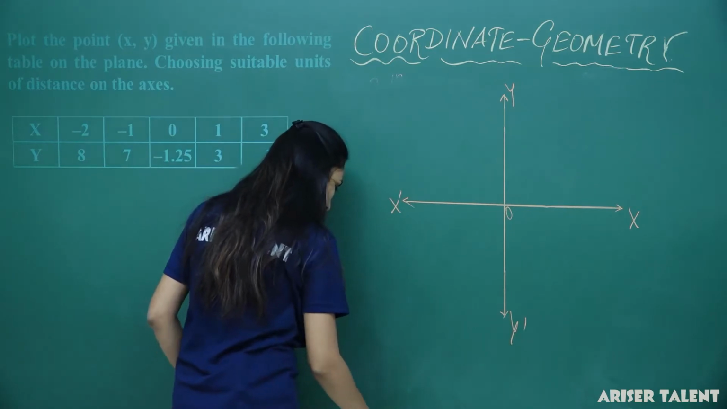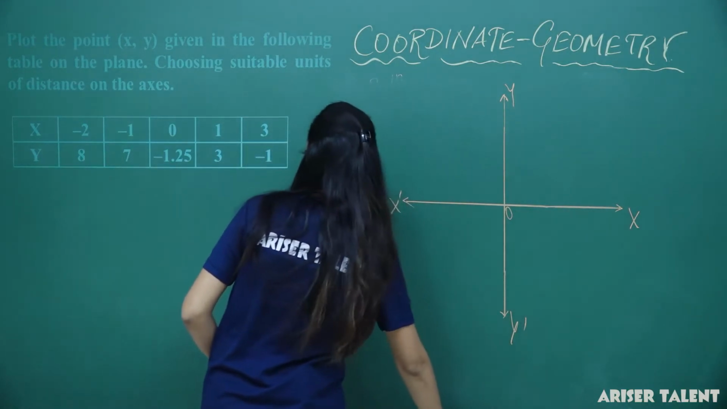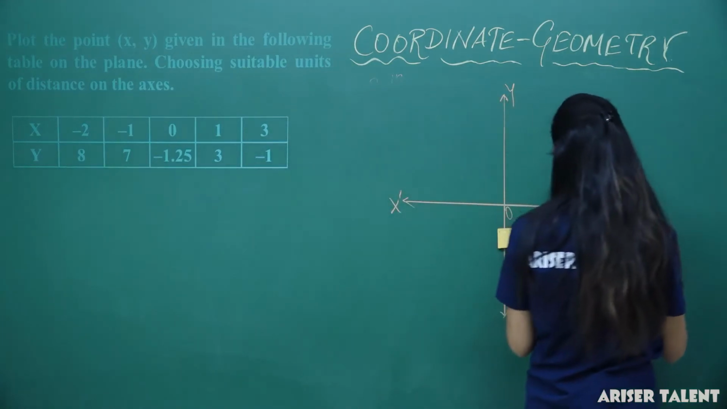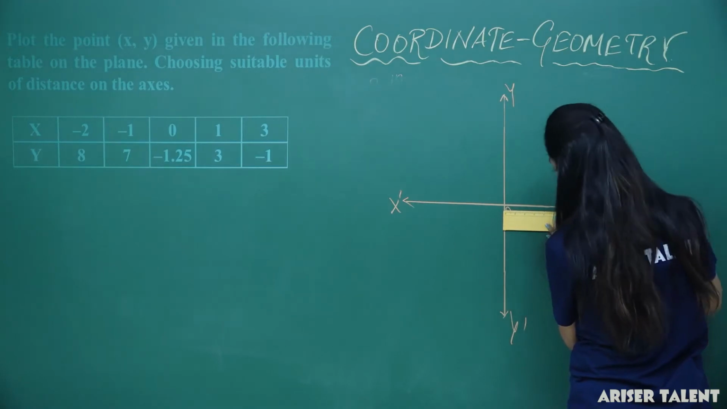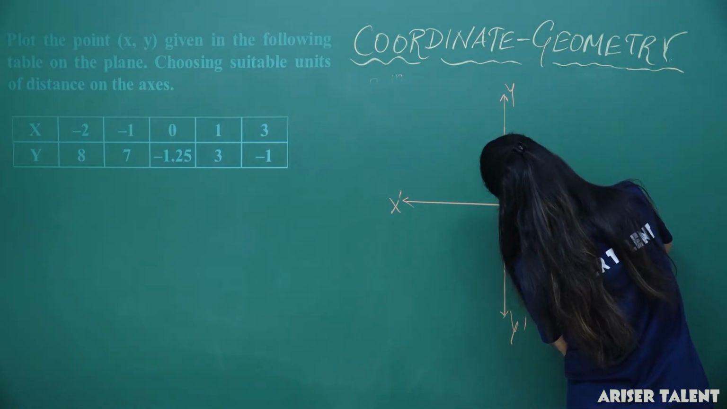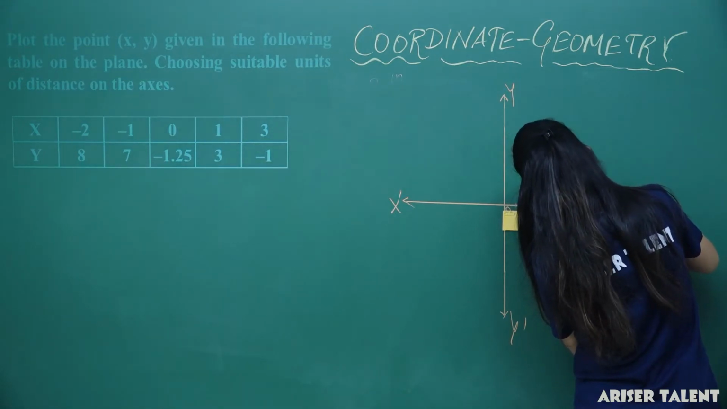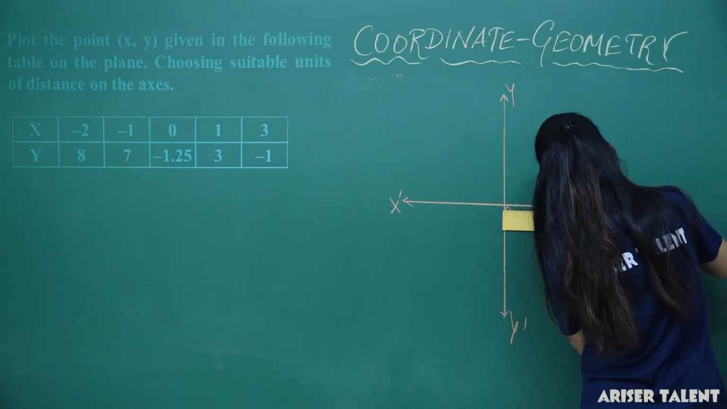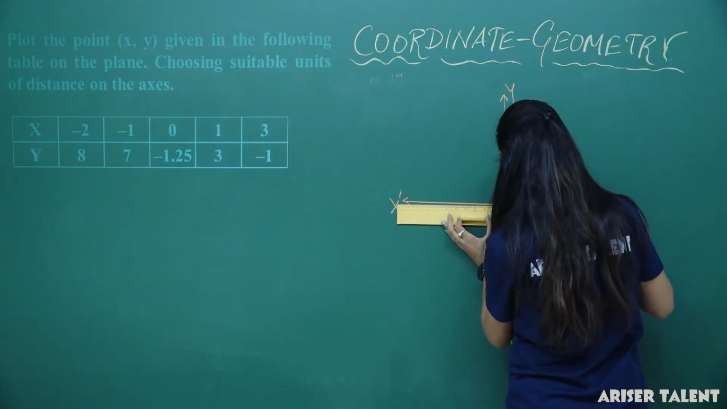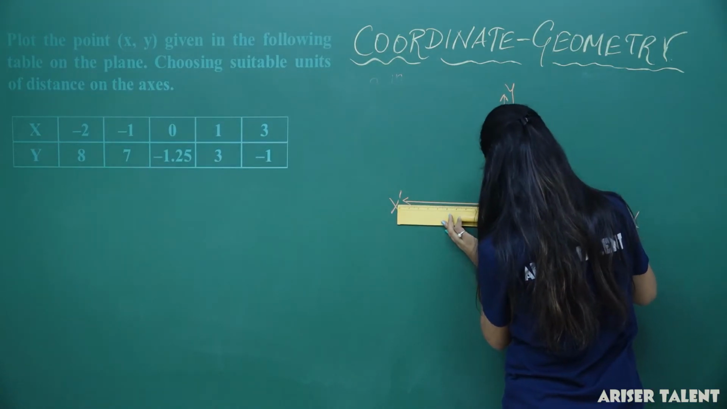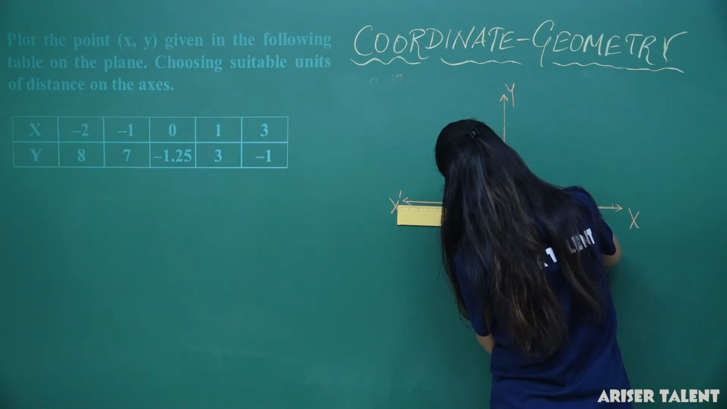Now I will mark these points as 1, 2, 3, 4, 5, 6, 7, 8, right? So I am taking 1 centimeter as 1 unit only, right? So 1, 2, 3, 4, 5, 6, 7, 8, 9 and 10 and then maybe 11 also. Here doing the same. Do it also in your notebook, students. Just don't look at the board.